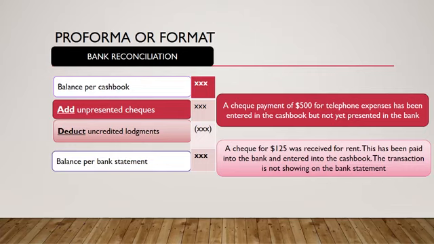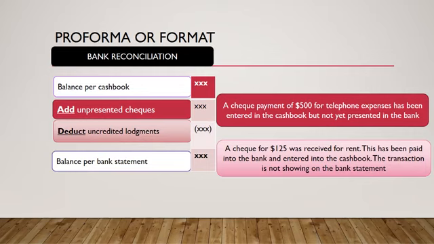Remember, it's not always positive. Sometimes it may come negative. So be careful to look out for brackets. If it comes with brackets, it means it's negative. If it comes without brackets, it's positive. By positive, it means the cash book is saying we have money. If it's negative, it means we are in overdraft. We don't have money. We are actually owing, maybe owing the bank.